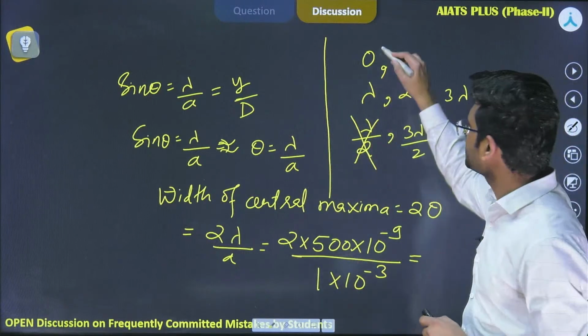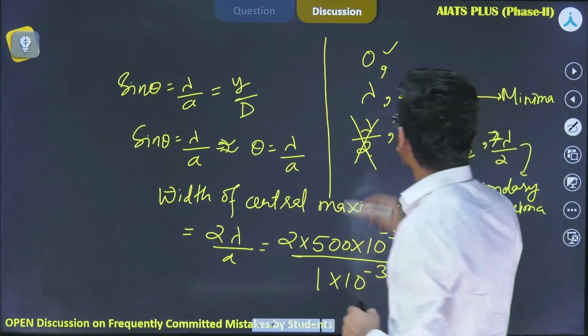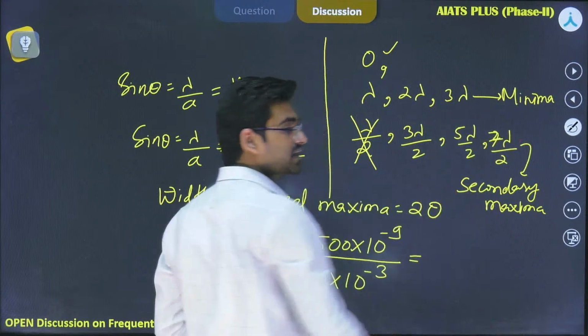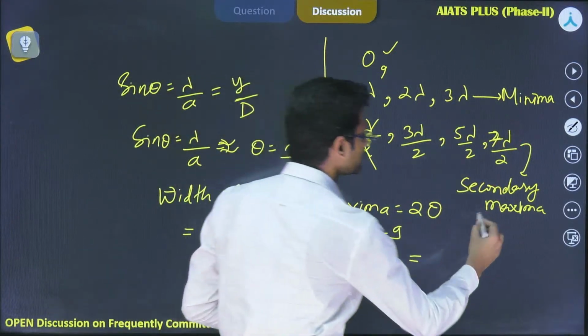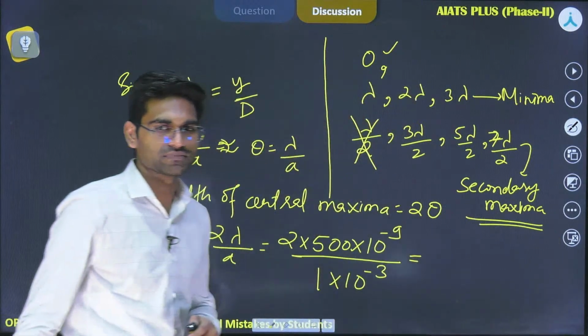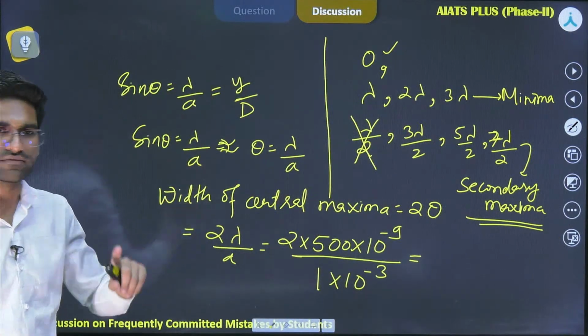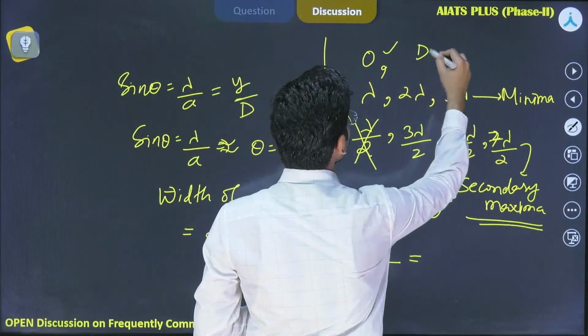So for 0, we will get central maxima. For lambda, 2 lambda, 3 lambda, we will get minima. And for 3 lambda by 2, 5 lambda by 2, 7 lambda by 2, we will get secondary maxima. This is the difference between YDSE and diffraction. This is for diffraction.